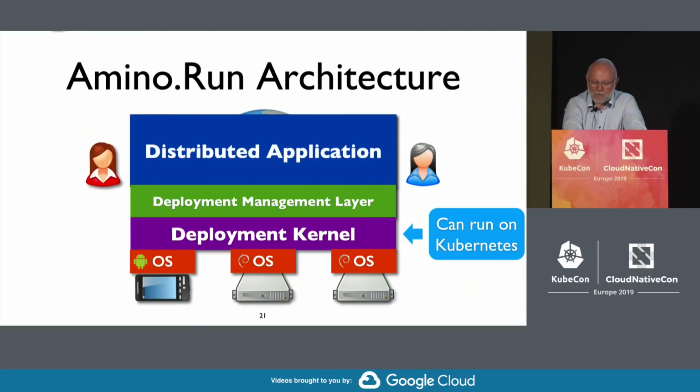And it's very convenient and easy to run and manage the deployment kernel layer, and therefore everything on top of it, on top of Kubernetes. And we do that. That's our sort of default deployment mechanism. But it's not required or fundamental to Amino itself.